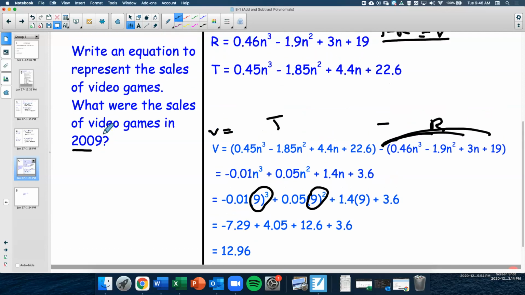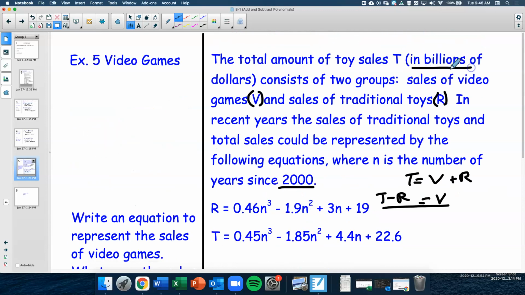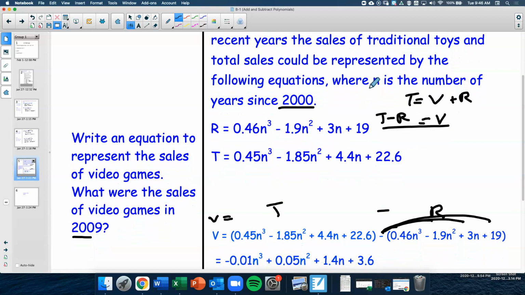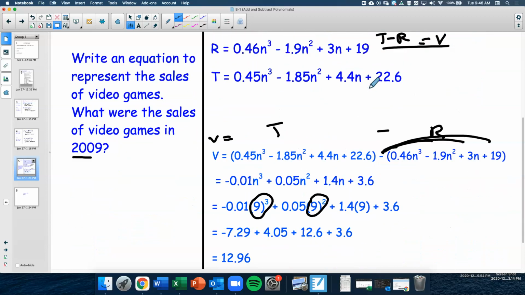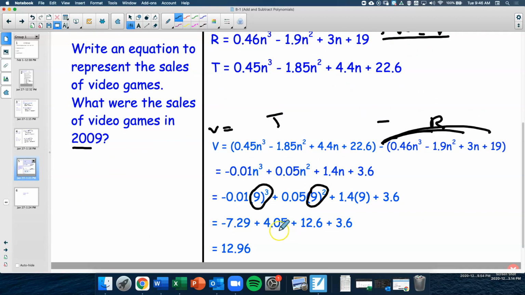2009. Well, never mind. 12.96 billions. Sorry, no, hold on. Number of years, hold on, in recent years of traditional sales. Okay, so we're looking for V, so yeah, billions of dollars. My apologies, yes, 12.96 billion in sales. I don't know why I went back to the mouse to write. 12.96 billion in sales. All right, hopefully that makes sense.